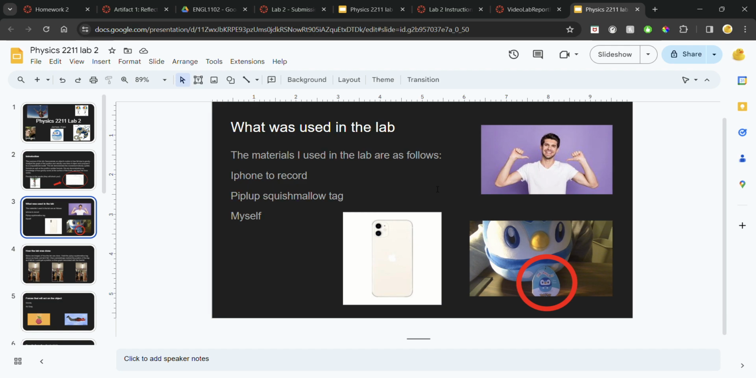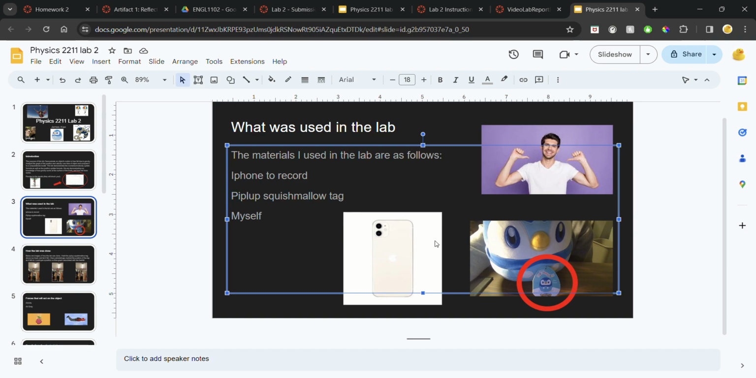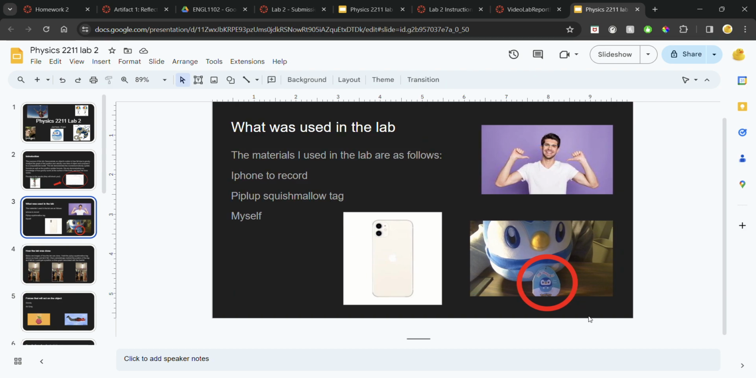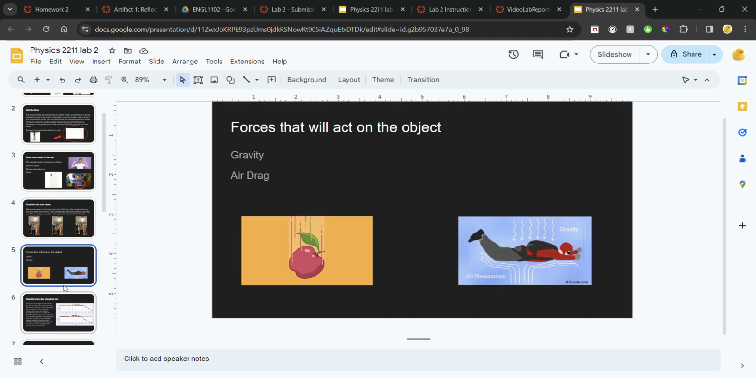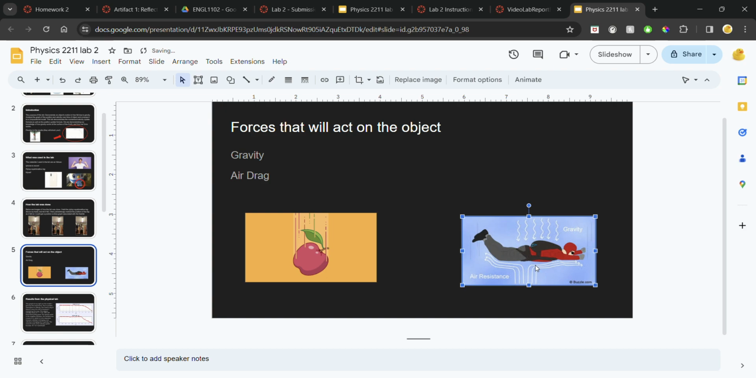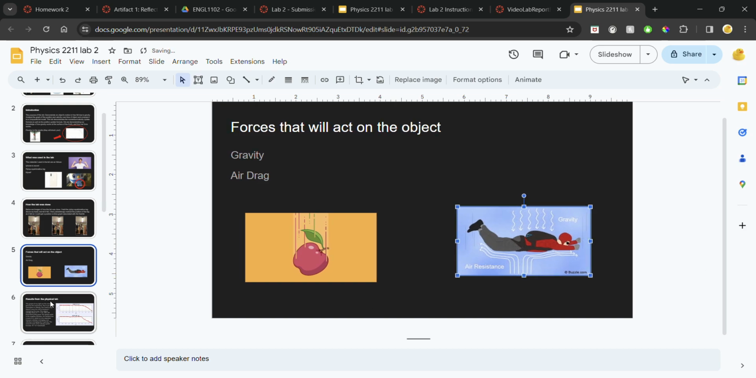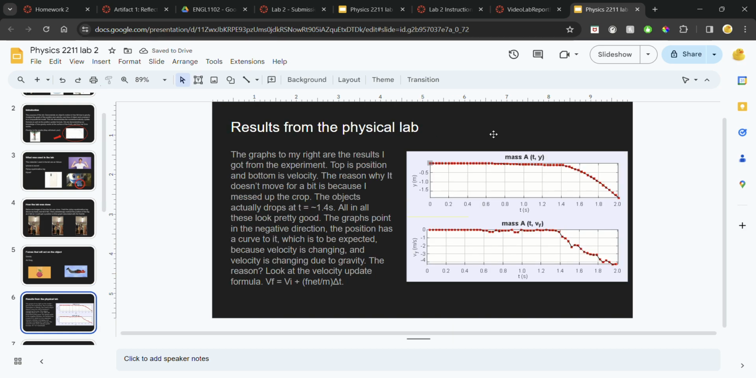What I used in this lab was an iPhone to record my experiment, my Piplup Squishmallow tag that fell off, and myself. Here's how I conducted the experiment. I just held the tag above my head, let it fall down to the ground, and used Tracker to track it as it fell down. Here are the forces that act on the object. We have gravity, demonstrated by this apple right here, and we have air drag, air resistance, same thing, demonstrated by this parachuter.